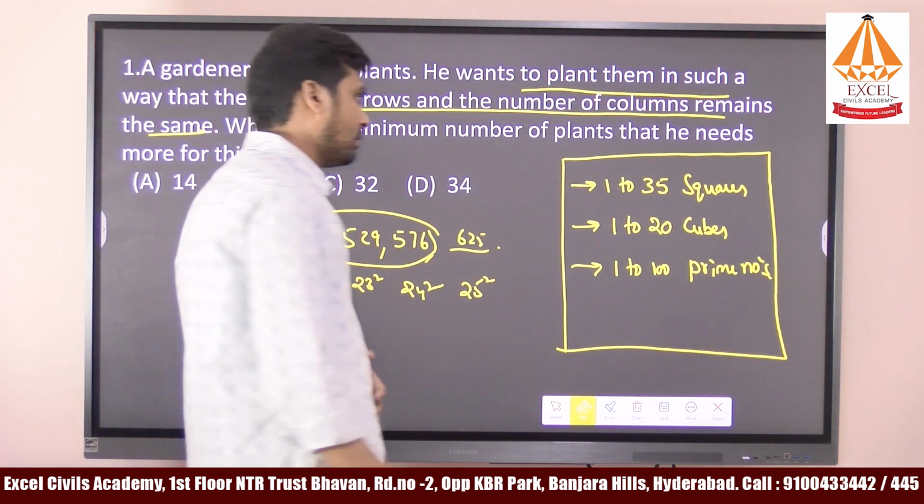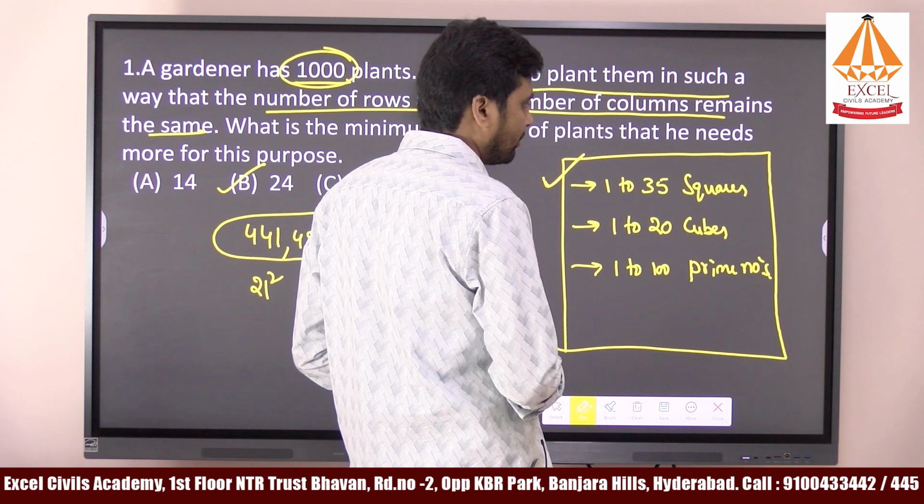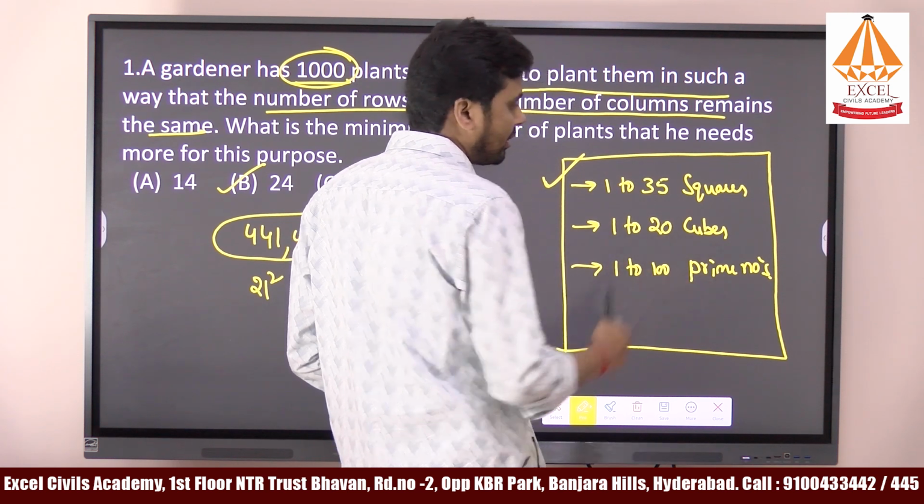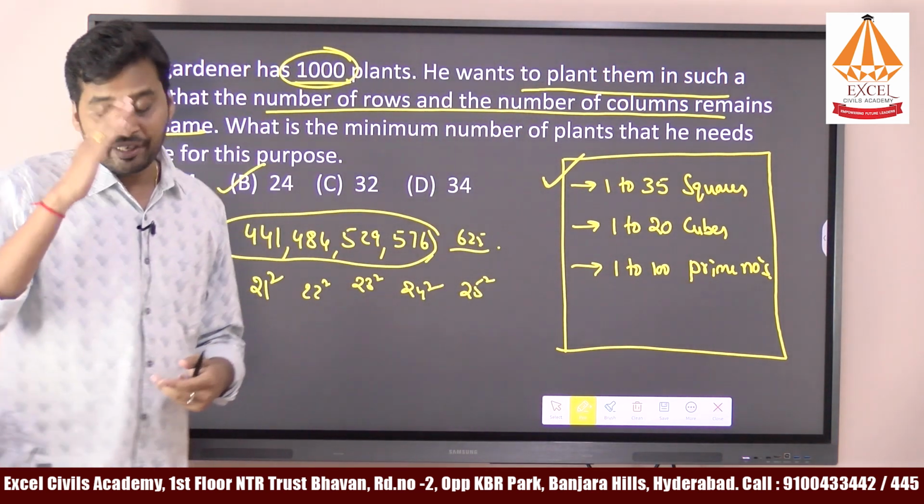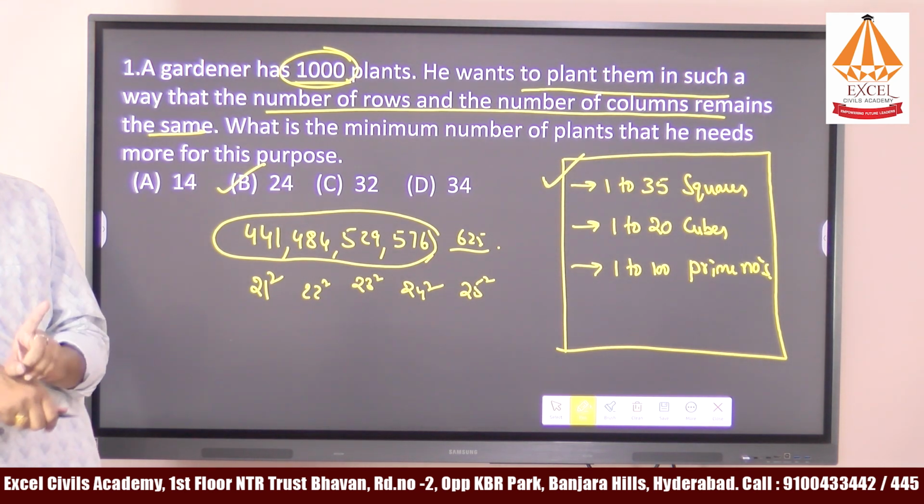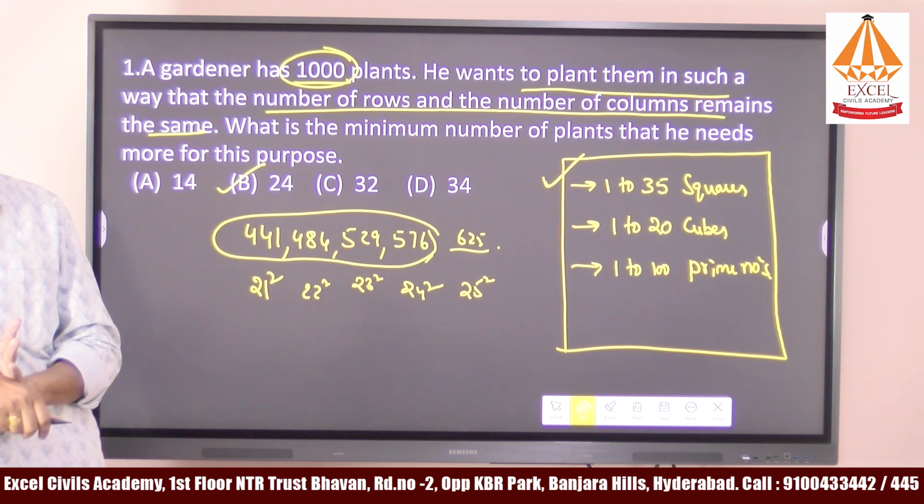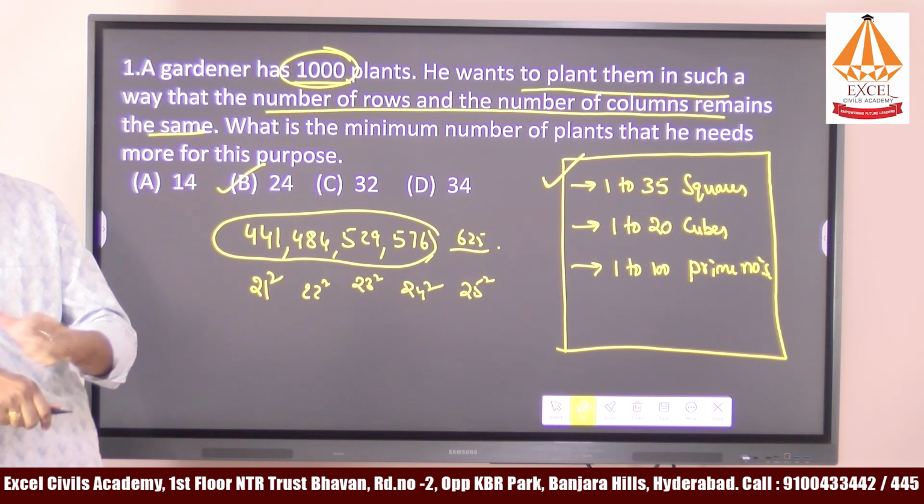Okay, that is the reason why we had to know these: 1 to 35 squares, minimum 1 to 20 cubes, and 1 to 100 prime numbers. Actually, we need to identify the numbers. For example, if I give you 441, when you see the number, you should immediately tell that it is a square number. Understand? That is how we had to learn it.